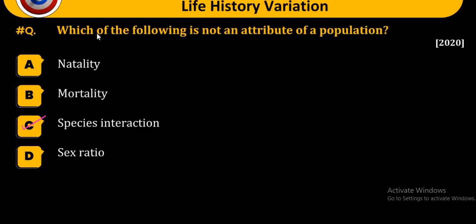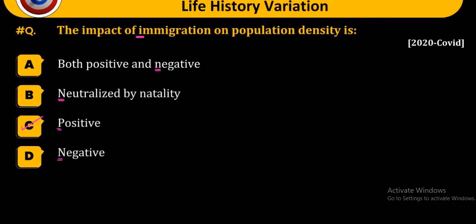Next question. Which of the following is not an attribute of a population? Option C is species interaction. Next question. The impact of immigration on a population density is, option C, positive.